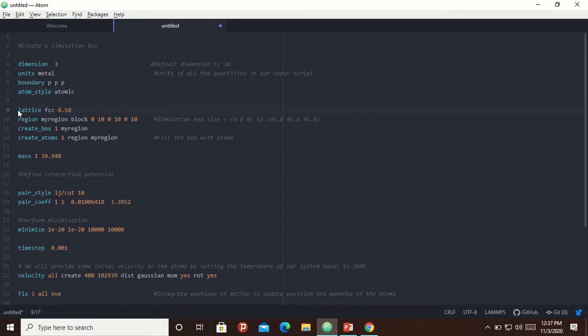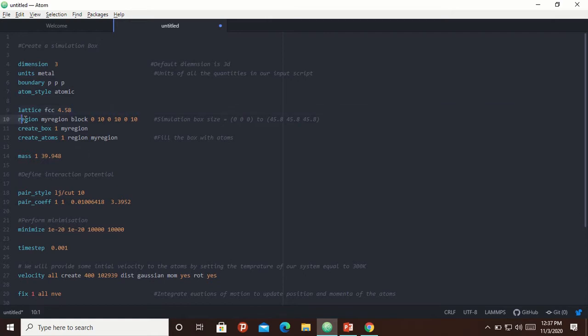After that I will create the simulation. I have defined the various parameters for my simulation box. Now to create my simulation box, first it's very important to define the lattice structure of the system that I am going to study. Now I am studying argon gas, so lattice is the keyword here, and the next is the crystal structure of argon, and this is the lattice constant 4.58. You can also check it on the LAMMPS documentation by yourself.